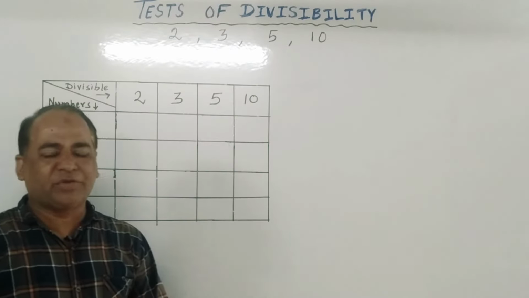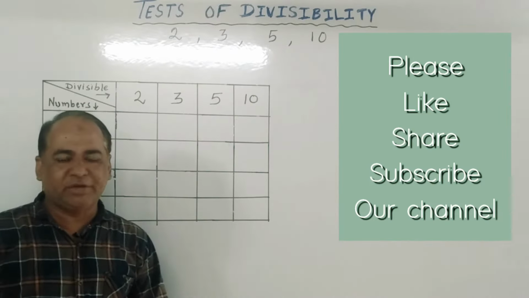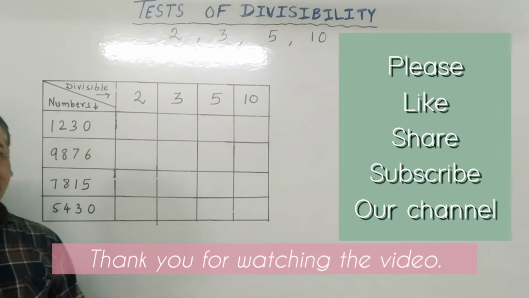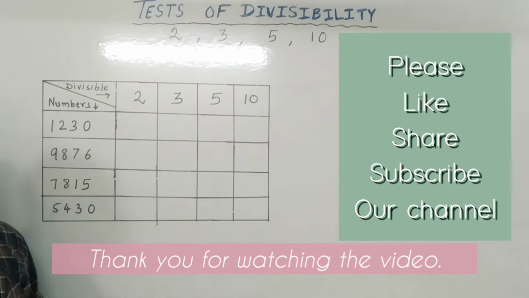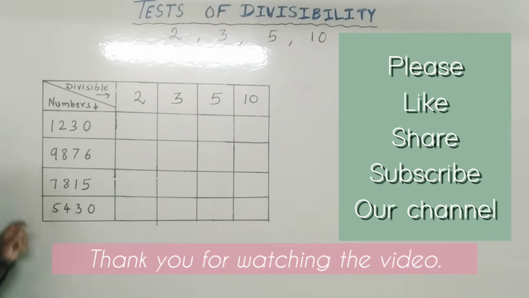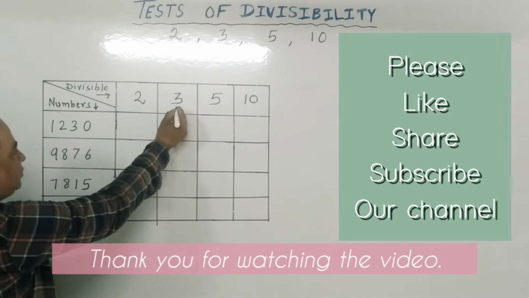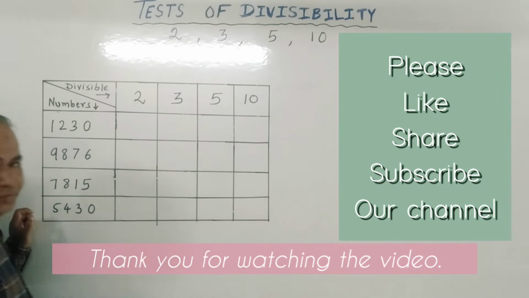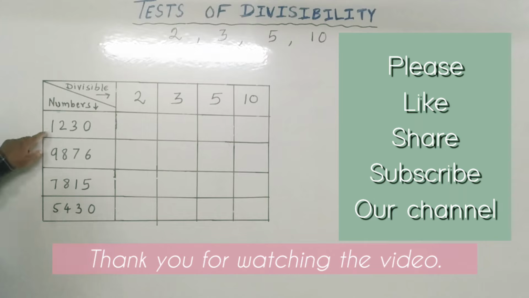Now at last, let us have a review of the tests of divisibility which we have studied, that is 2, 3, 5 and 10. In this given table, these are the numbers. We have to check whether they are divisible by 2, 3, 5 and 10. So let us check the first number.